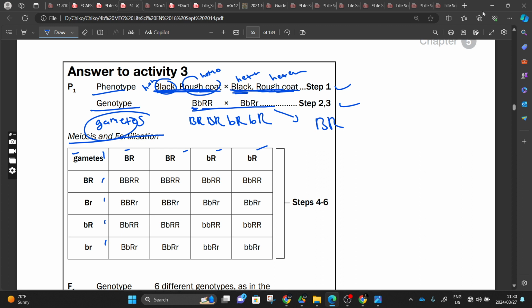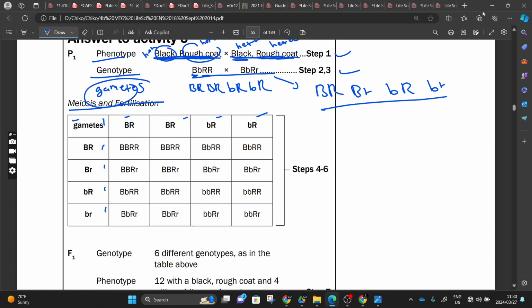You see, when you understand this, you won't need to write all those BR, BR. You won't need to write all those crossings. By just looking at the problem, you'll understand this is what is happening: this and this, this and this, this and this. Okay, it's fine. We come here, we write our gametes. This is the BR, BR, small letter b, small letter b.